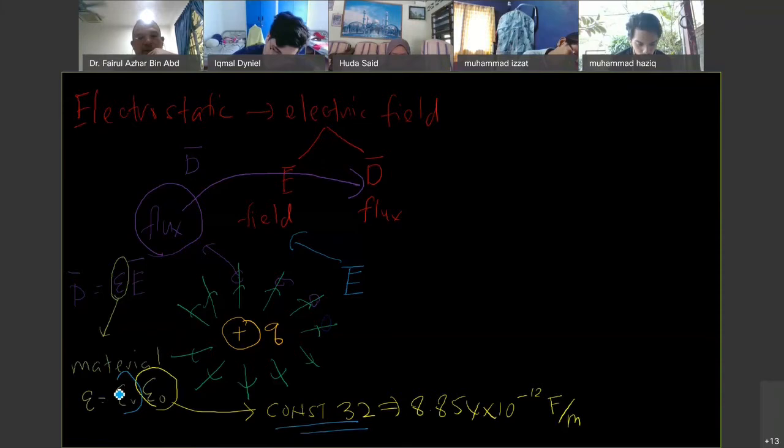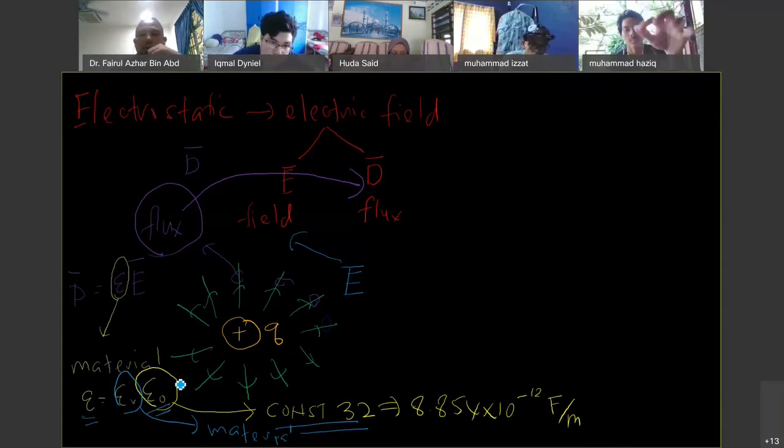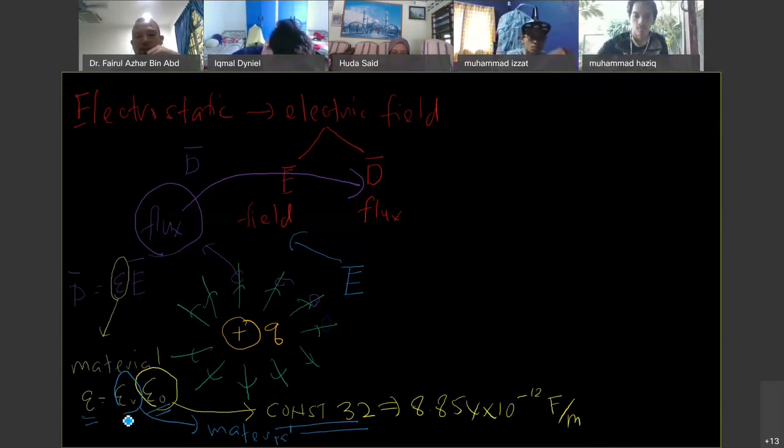Okay, and the value of epsilon R, or relative permittivity, depends on the material. As you can see in some of the tutorial questions, they mention that the charge resides in an air gap, or in airspace. In that particular case, we need to use epsilon equal to epsilon naught. Sometimes, especially when you study boundary conditions, the question will give you the value of epsilon R, the relative permittivity.